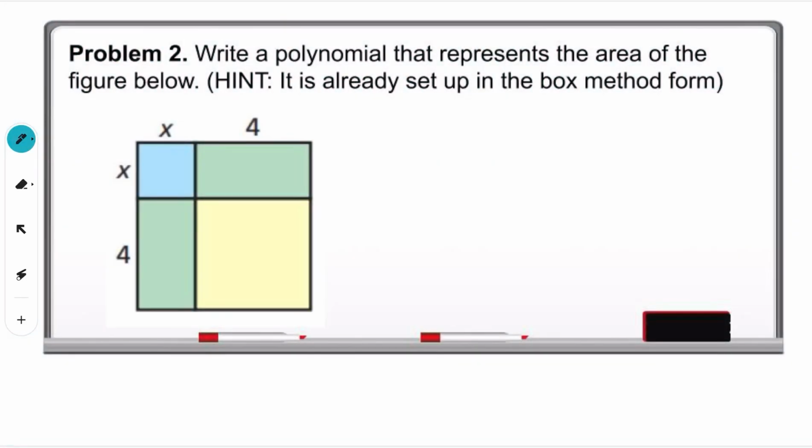Here's your problem 2 of today. Make sure you take a screenshot or you can jot it down, solve it, and write your answer in your assignment for today. Have a good day, guys.